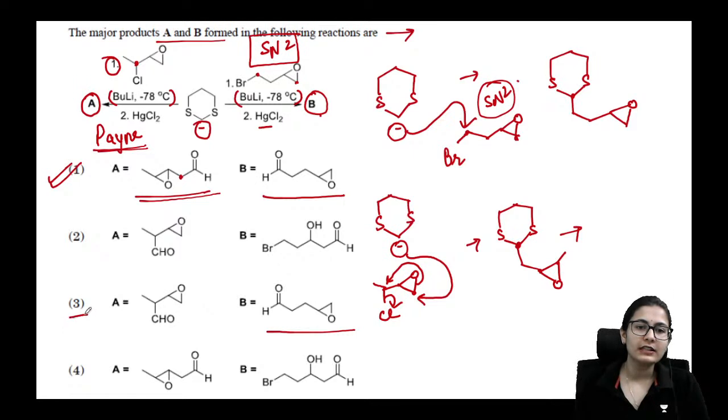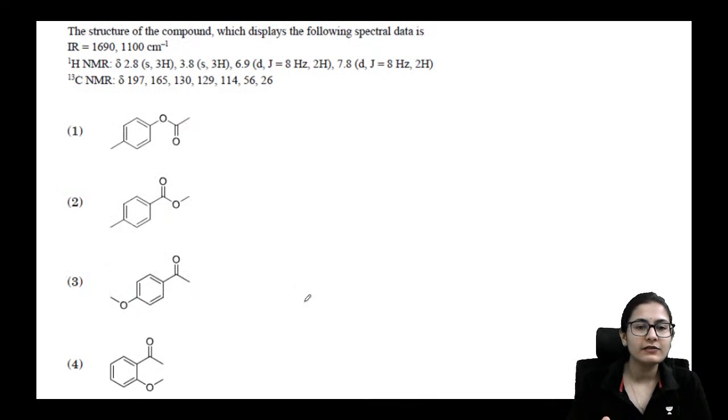Yes, what's wrong in 3, guys? What is the problem in 3? Look, here the rearrangement has not happened. The rearrangement is not taking place in 3. That is not going to happen. Yes, there will be rearrangement. Therefore 1 is the correct answer. So yes guys, we move onwards.